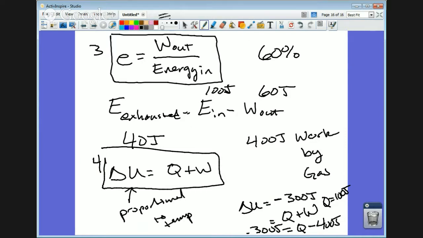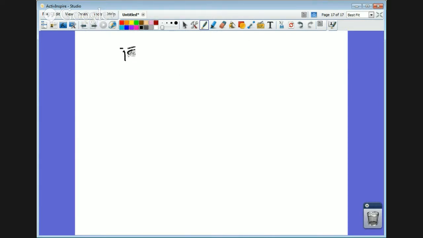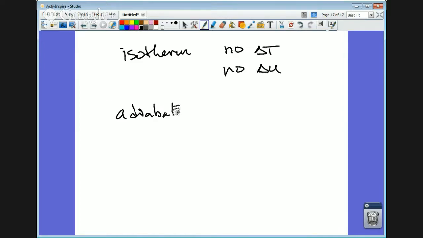And then we can also remember isotherm means no change in temperature, no change in internal energy, right? Adiabatic, no Q, right? Q is equal to 0. Notice I don't say there's no change in heat. We don't do change in heat and change in work. Heat and work go into making the thing change. Right?